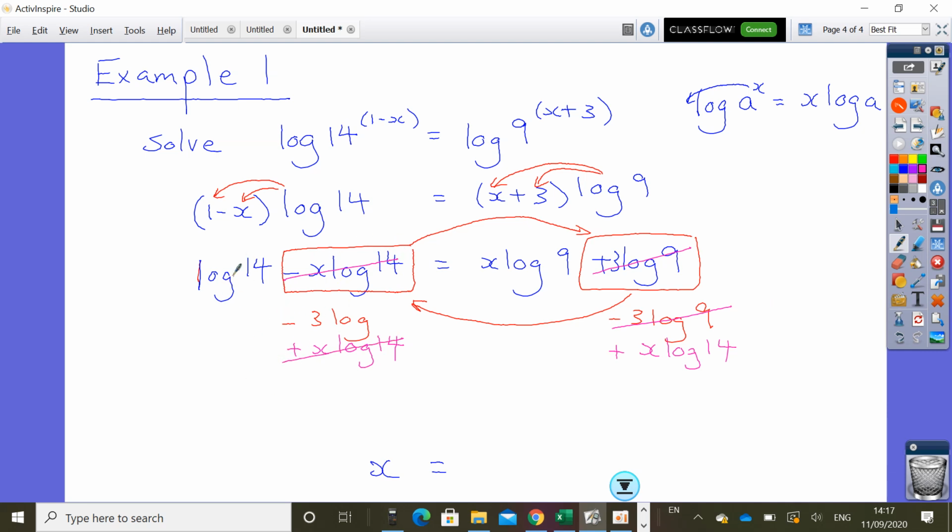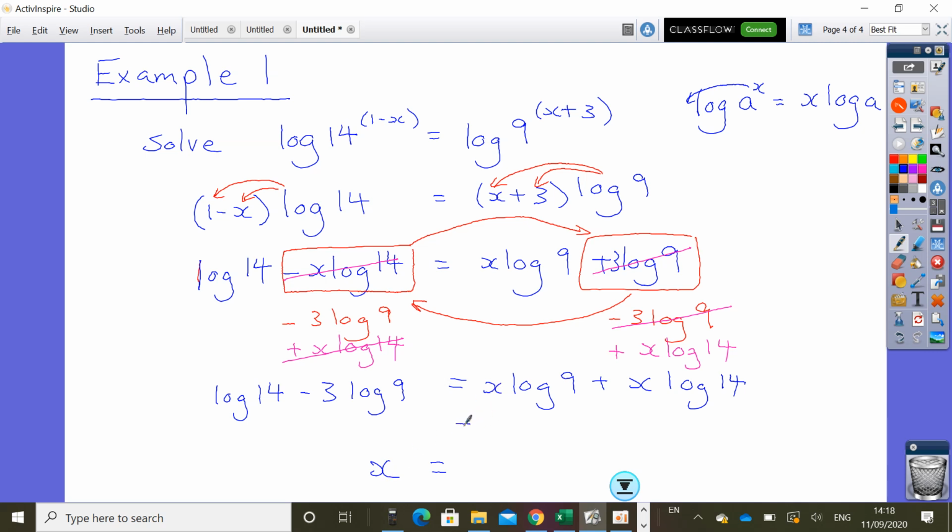So that means I can now write log 14 minus 3 log 9, which I forgot to write. So log 14 minus 3 log 9 is equal to x log 9 plus x log 14. So this is good, because they're all numbers, so I can always put this into the calculator and get an answer. But I've got these terms I need to deal with in order to get x on its own.